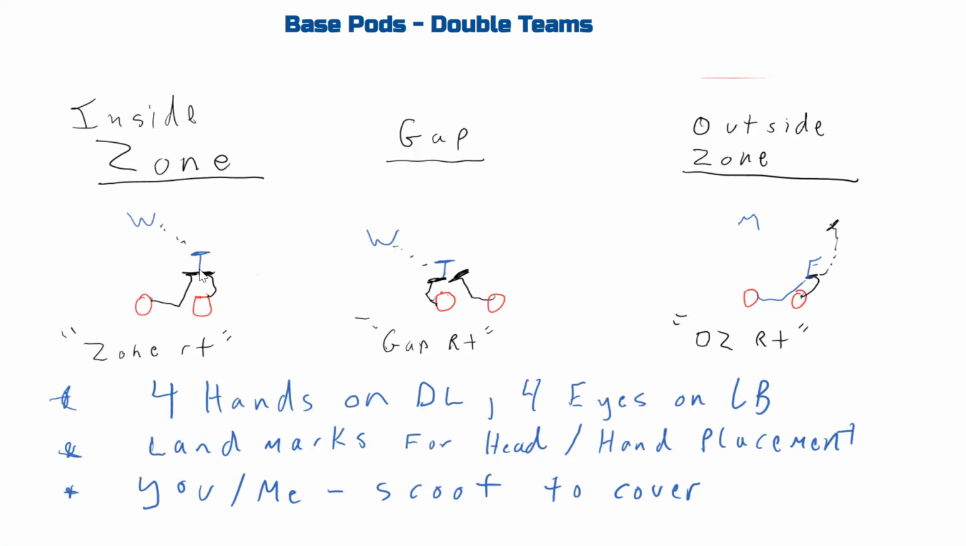The double team technique is the same. We still want to get hip to hip. We still want to split this man in half on a double team, but we want to drive this guy vertically on zone. We want to drive this guy horizontally on gap. And on outside zone, it's kind of the inverse of gap, which is how we teach it. We're just going to open step and reach step.